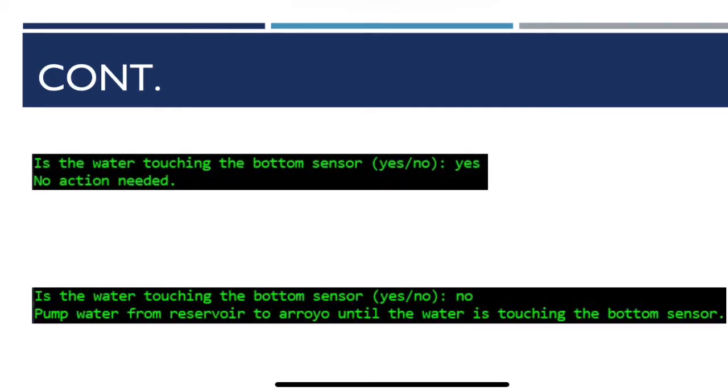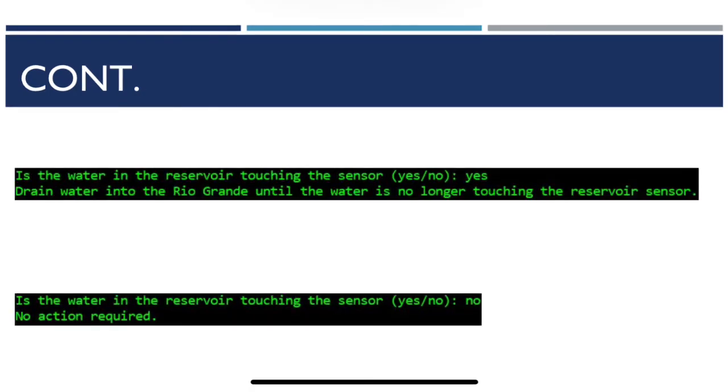Next, it would check if the water is touching the bottom sensor. If it is, no action is needed. But if it is not, then it would pump water from the reservoir into the arroyo to maintain that constant flow. Next, it would check if the water in the reservoir is touching the reservoir sensor. If it is, then it would drain water into the Rio Grande until it's back at a safe level. If it isn't, then no action is required.